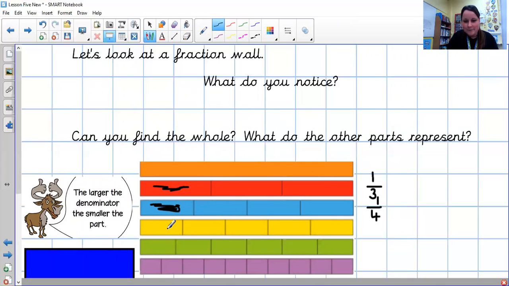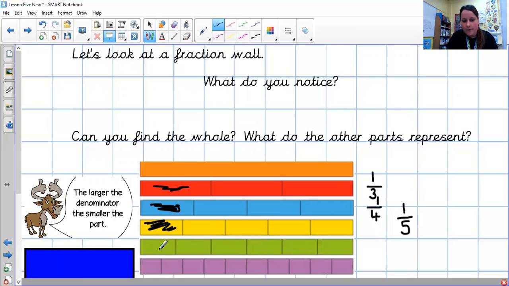Okay, the yellow blocks. The yellow blocks have been split into 1, 2, 3, 4, 5, into fifths. I've got 5 equal parts. So my denominator is 5, and I am interested in 1 of those equal parts. So my numerator is 1. My whole has been split into fifths this time.